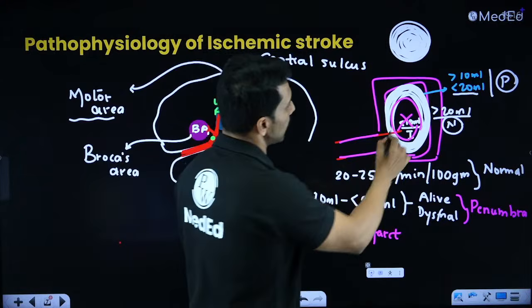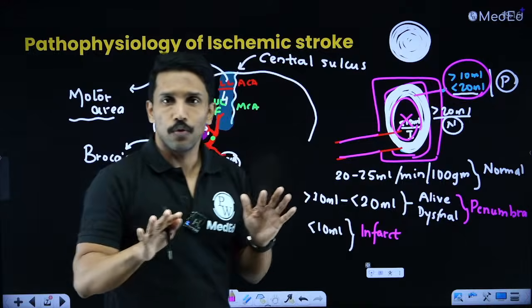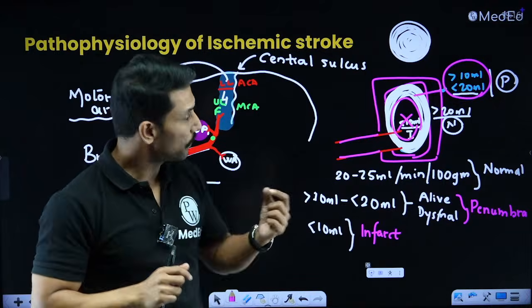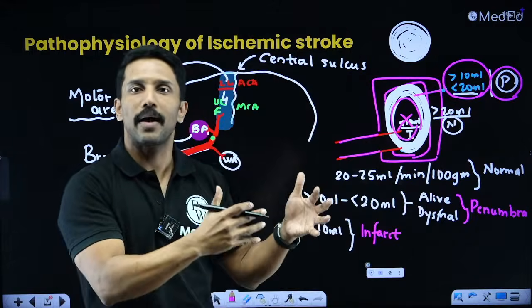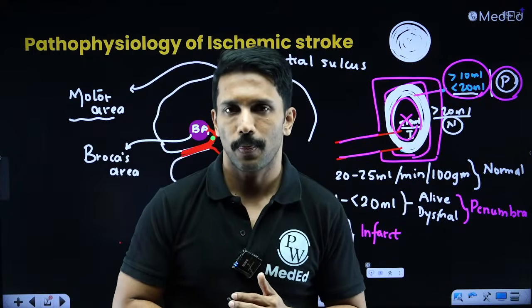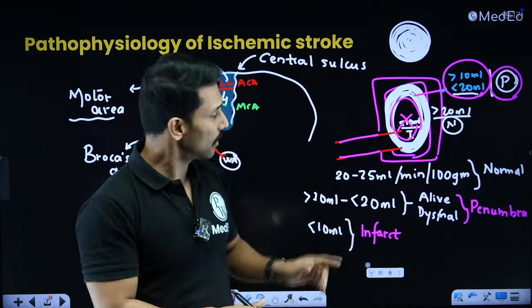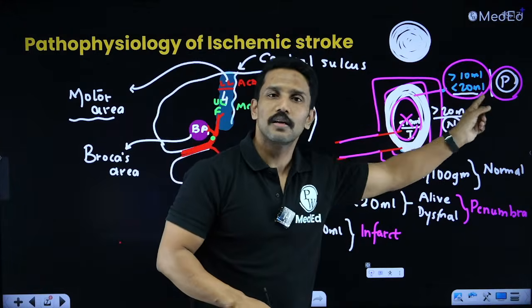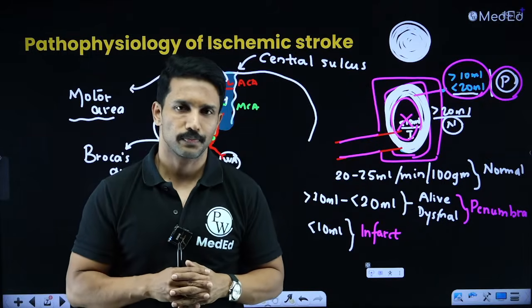But this penumbra, which was getting survival level flow, the cells are still alive. So if I re-establish the blood flow, I can recover this penumbra. Penumbra can come back to function again, right? So when we treat, we can't resolve the infarct, but we can salvage or save the penumbra. Okay, you're getting the point?